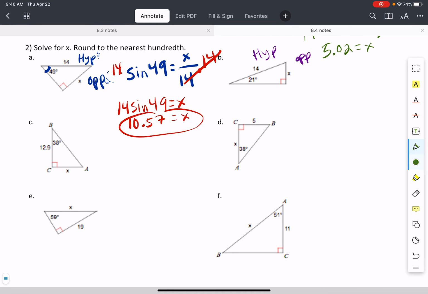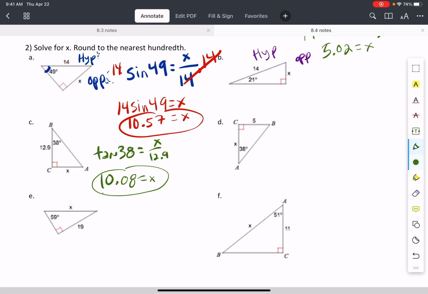So this one, you should have gotten tangent of the 38. The angle goes in the trig, equals x over 12.9. And you get 10.08 for x. And walking around, most of you got that. Good. Okay. Questions? Okay, let's go through this one.